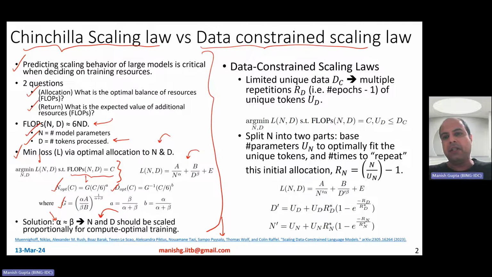Under those several epochs, let's say you have limited unique data, and let's call it DC. Under that kind of a situation, how do the scaling laws look? That is what is called the data constraint scaling law, which is what is proposed in this paper. So what is the data constraint scaling law? It is a law which indicates how you should allocate your resources to the number of parameters in the model or the number of tokens to be processed when you do not have enough pre-training data, and you must do multiple repetitions, RD number of iterations, over your unique tokens UD. So if you have a unique amount of data, you must do repetitions over it. And in those kinds of cases, how does the scaling work?